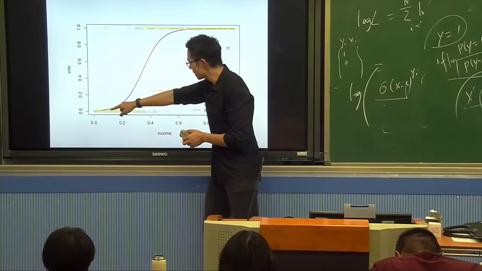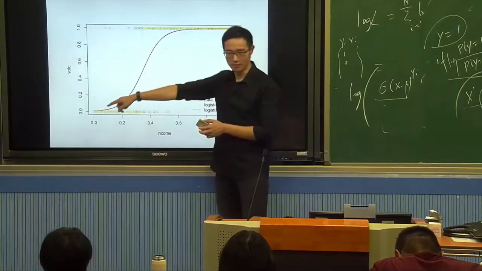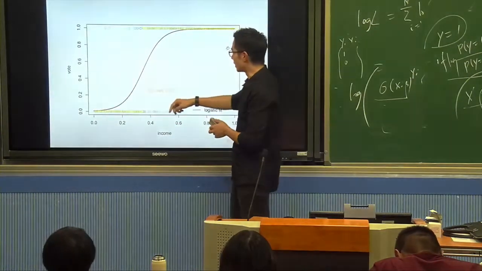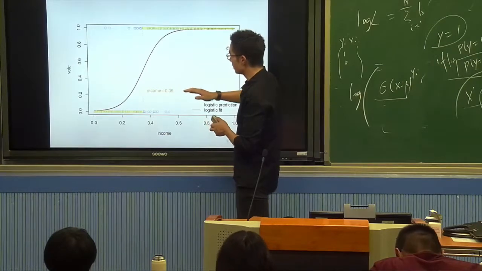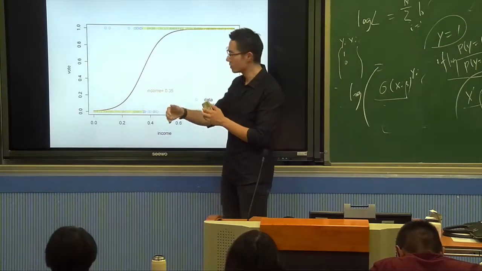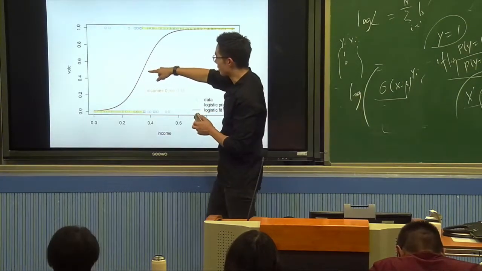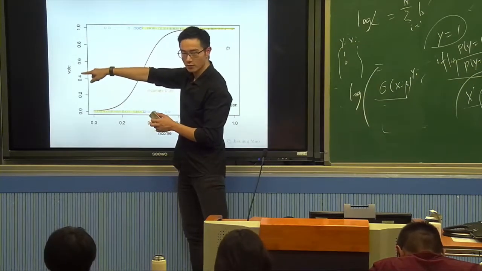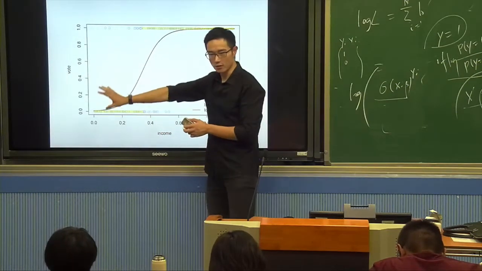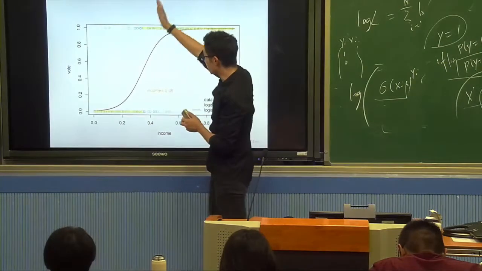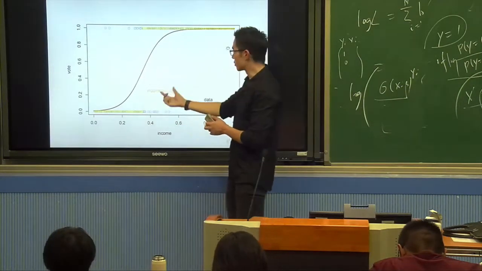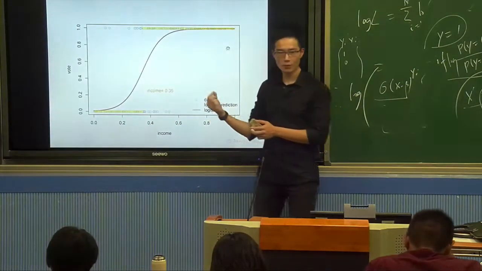And you can see that this estimated probability has an S curve like this, right? A sigmoid curve. I'm going to declare a person who is going to vote if the estimated probability is larger than 0.5. Below that, we're going to predict they will not vote. So we end up with a decision boundary like this again. And the decision boundary is income equal to 0.35.